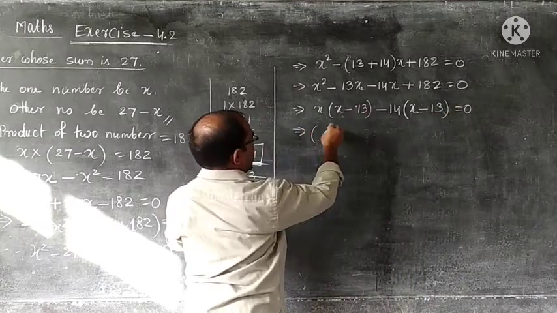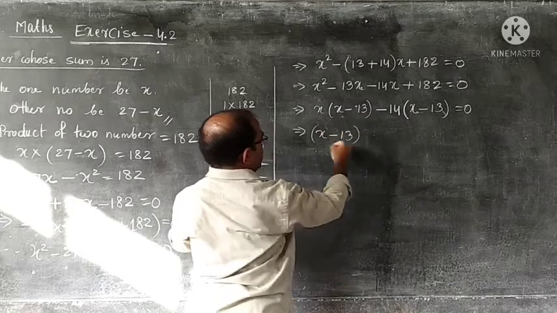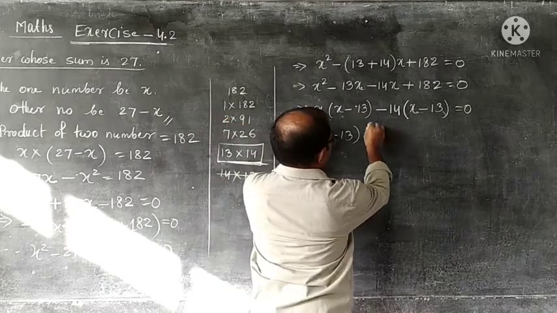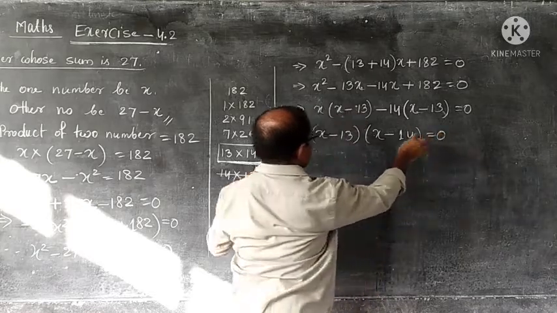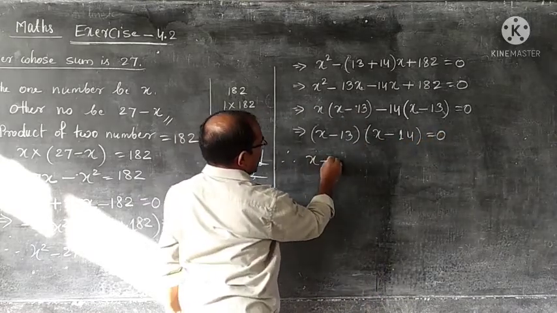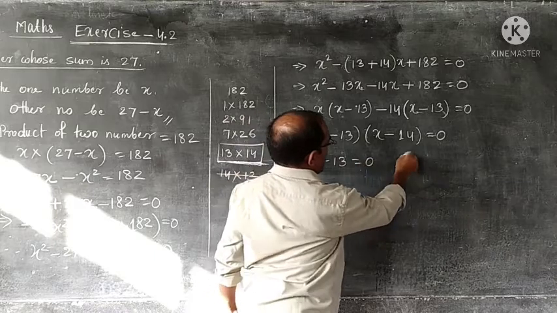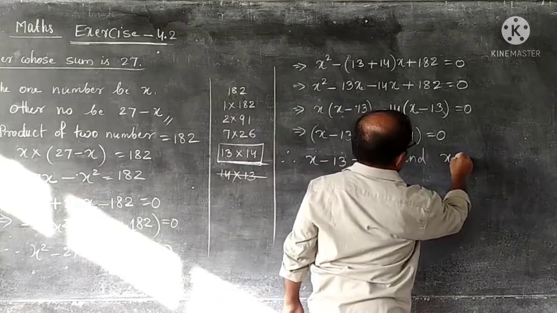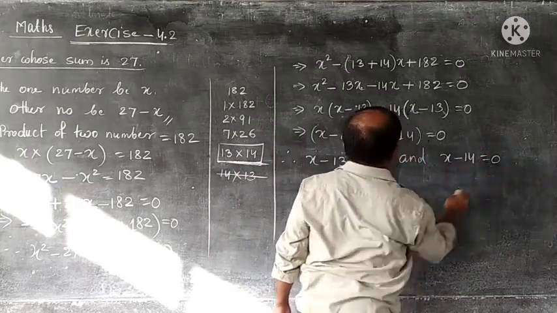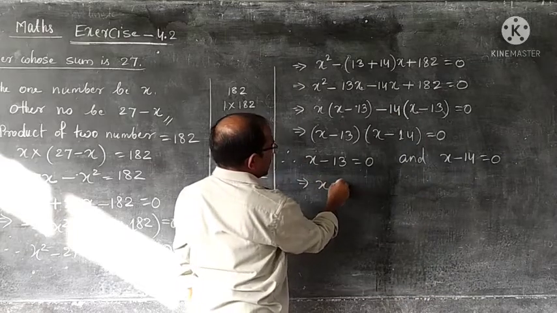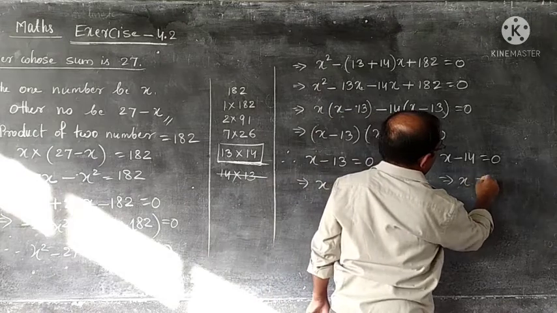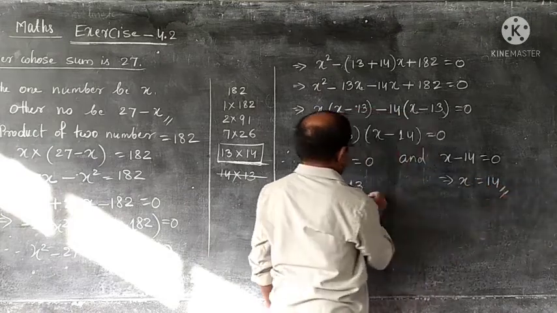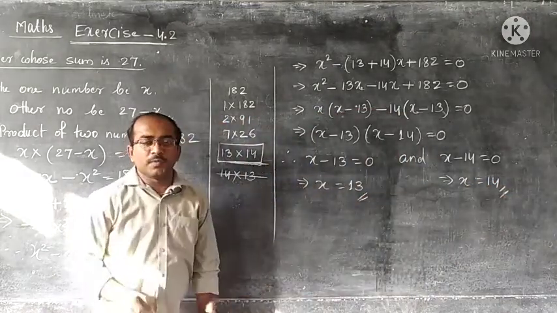Now again we take common the same thing we see in the bracket, x minus 13. In the first place x minus 14 is equal to 0. Factorization is done. We separate them: x minus 13 equal to 0 and x minus 14 is also equal to 0. We get x is equal to 13 and x is equal to 14. So both are positive values.